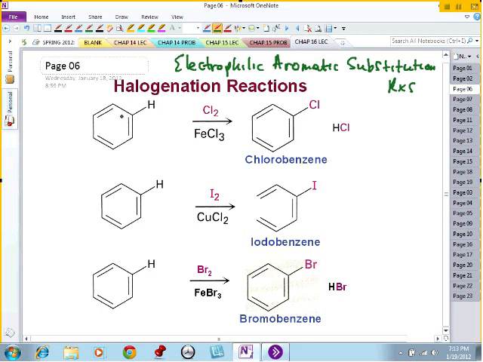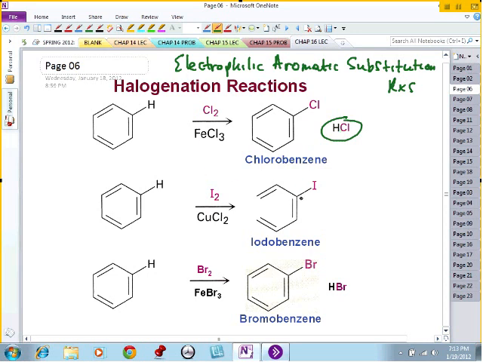For example, if we take benzene, we could replace this hydrogen in benzene with chlorine by using chlorine and a catalyst. In this case, iron(III) chloride is the catalyst. So I get chlorobenzene. Of course, HCl is a byproduct. Like I said, I will show you the mechanism of this reaction when we come back on Tuesday.